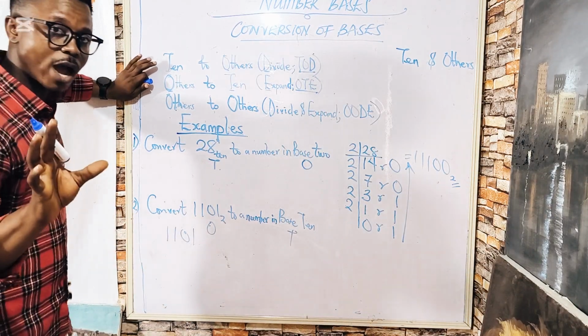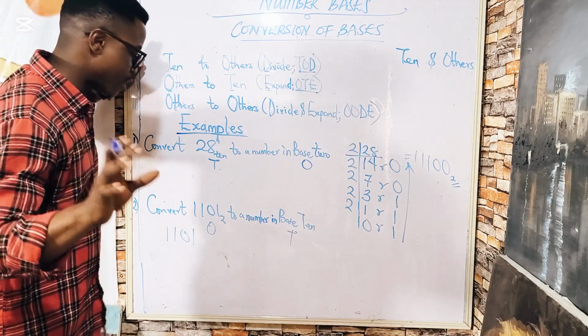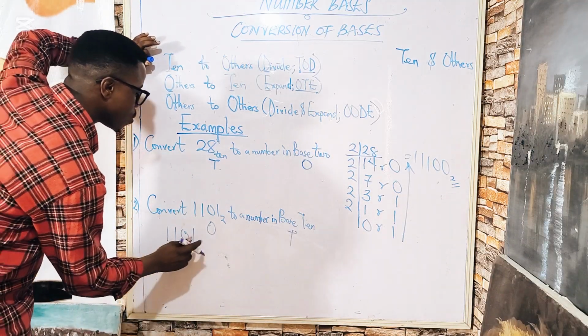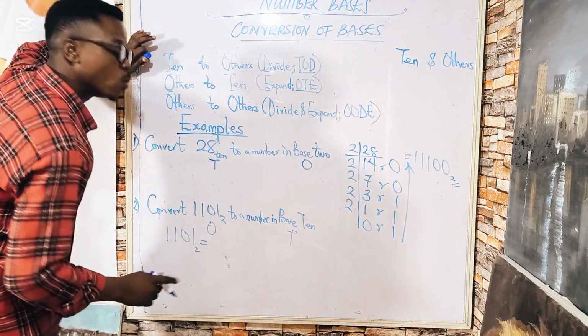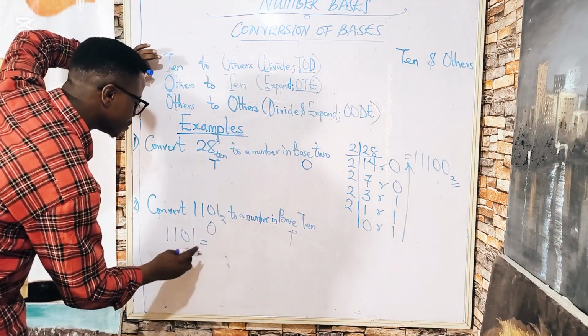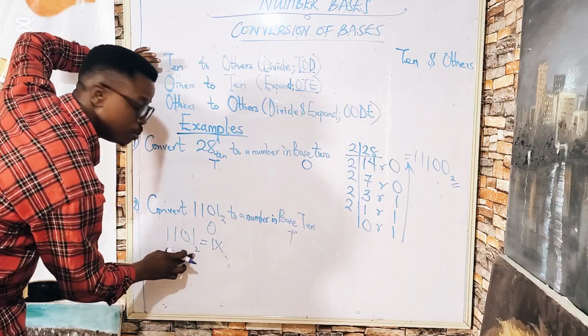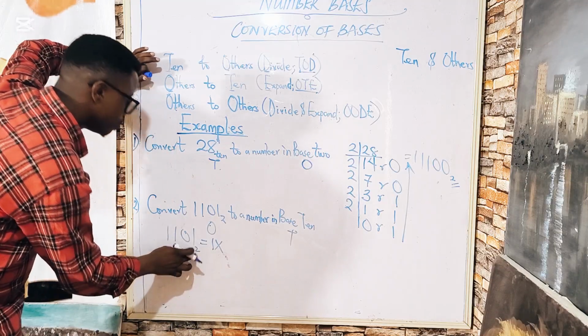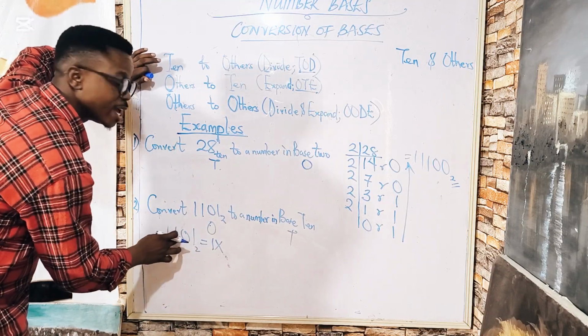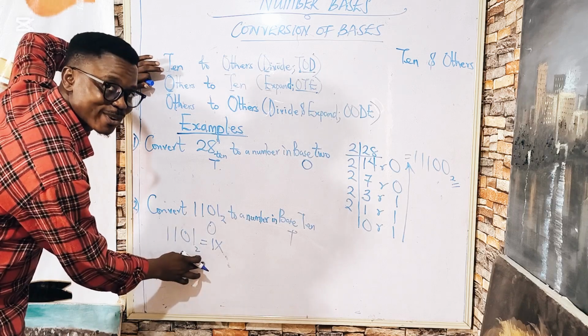I told you I will teach you how expansion is done. So you write the number 1101 in base 2. Now I want to change it to base 10. So what we're going to be doing, we'll start from the first number: 1 times the base, 1 times 2, plus 1 times 2, plus 0 times 2, plus 1 times 2.